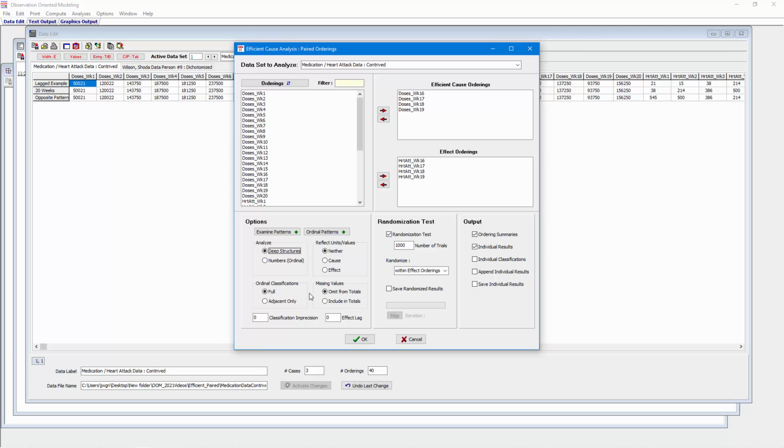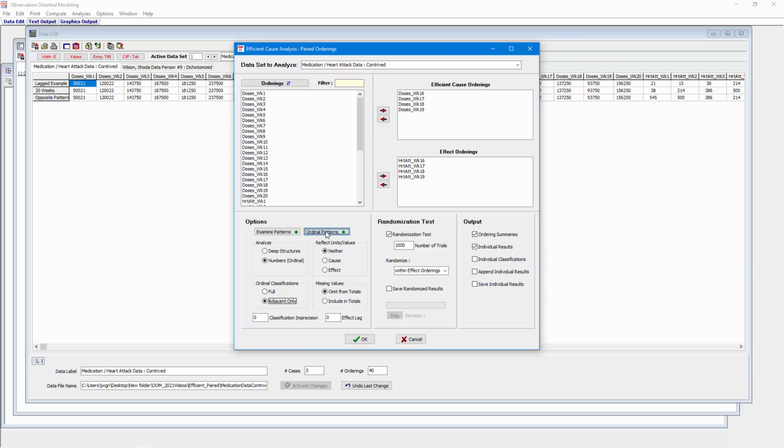Now, the ordinal classifications option only impacts your results if you have chosen the numbers ordinal analyze option. So here we have it set for deep structure, so it doesn't really matter which of these we choose, full or adjacent. So let's go ahead and choose the numbers ordinal analyze option. So now it matters which of these we choose, and let's start by looking at the adjacent only option.